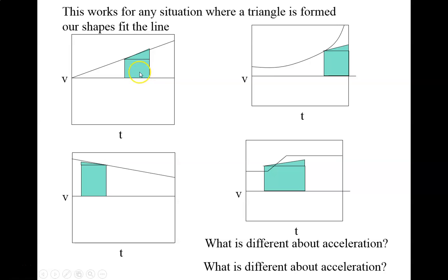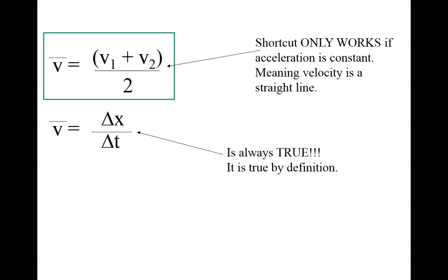So here we've got a positive velocity and a positive constant acceleration. Here we've got a positive velocity and a constant negative acceleration. The slope is negative, so the acceleration is negative. We can't do this because it doesn't form that rectangle and triangle, and that's because the acceleration isn't constant. So we can only use this equation when the acceleration is constant. That's kind of the trick with that one. So this little shortcut comes in handy sometimes, and it's only true if the acceleration is constant. This is true no matter what. It's true by definition. It is the definition of average velocity.